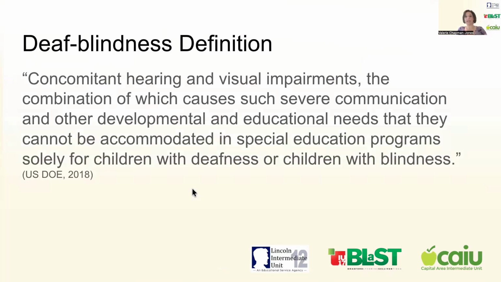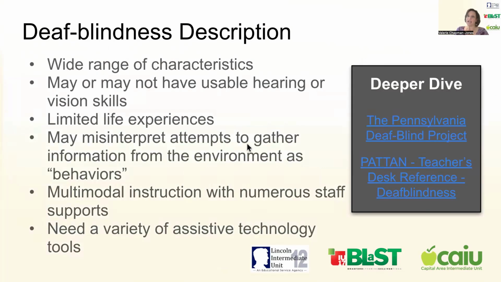Another category is deaf blindness. Please pause your recording to read over the definition. As with all the disability categories, I feel like I've said this a few times, there's a wide range of characteristics for deaf blindness. They may or may not have usable hearing and vision. So deaf blindness doesn't mean they can't see anything or they can't hear anything, but rather they may just have impairments in both of those areas.